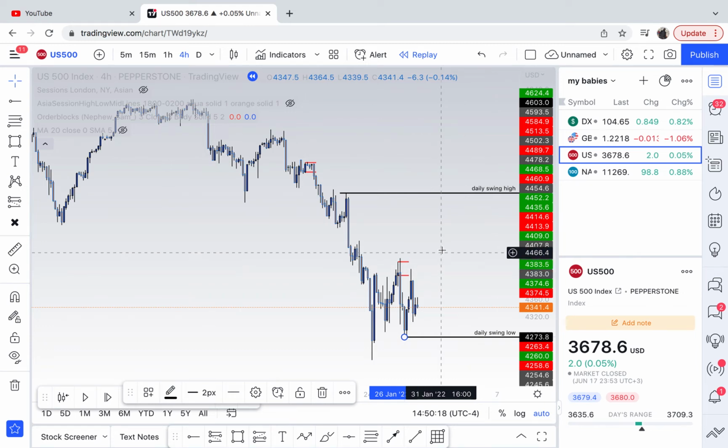You don't want to look outside of that once you get a direction, because there's really no point unless you're trading on a weekly time frame, or looking to hold for weeks and months. But if you're a day trader, stay in the daily time frame. All right, so this is our daily range.